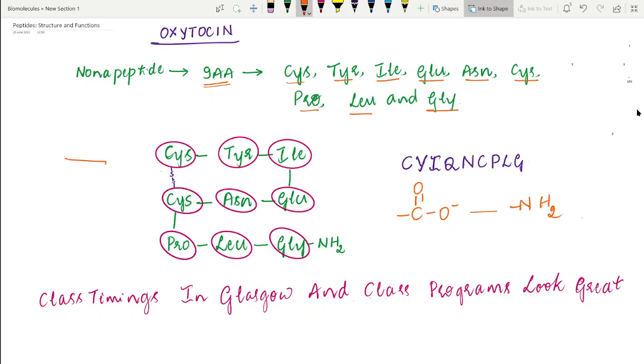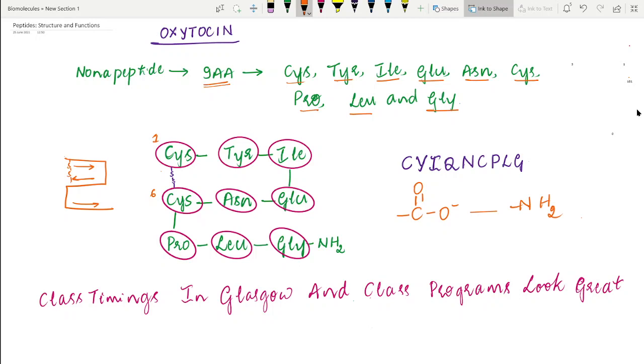So it runs like this, and you can see a disulfide bond between the first and the sixth cysteine residue. So there is a disulfide linkage between the first and sixth cysteine residues.